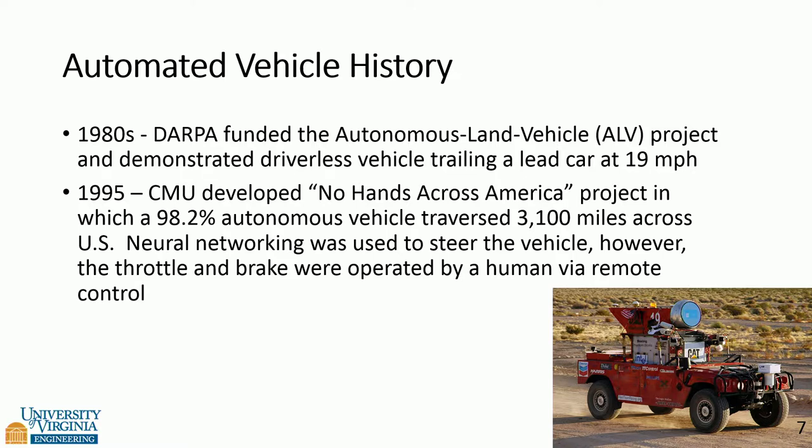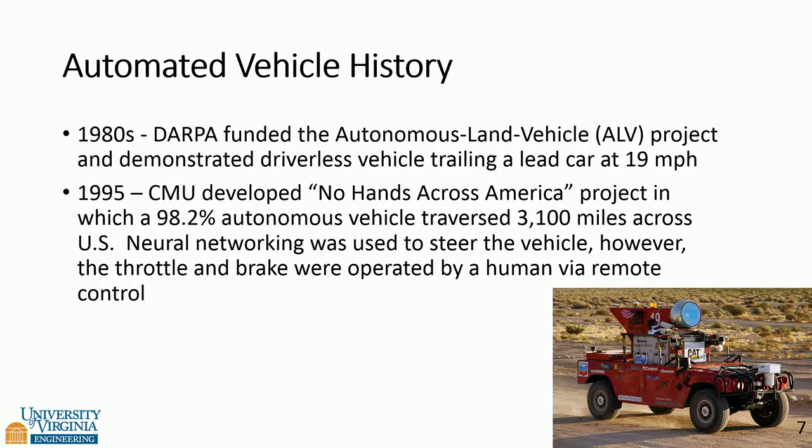As you can see here, even in the 1980s, DARPA, an agency that is part of the Department of Defense in the U.S., was doing high advanced research for improving the capability of defense, war games and things like that. So they wanted to try out this autonomous vehicle, and they did it, and they were able to do about 19 miles per hour, which is pretty good.